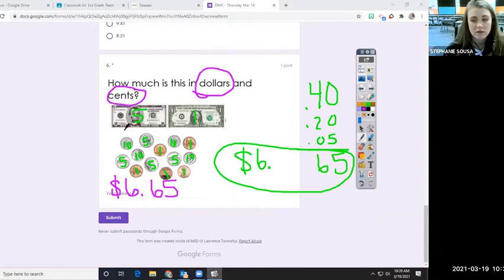Dollar is in the question. Cent is in the question. We use our dollar sign for dollars. We use our decimal point for cents. Okay. Any questions on this?